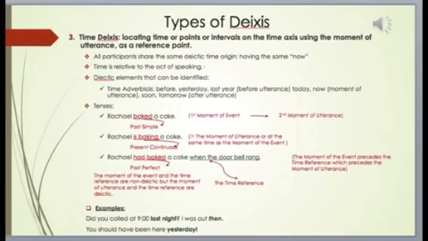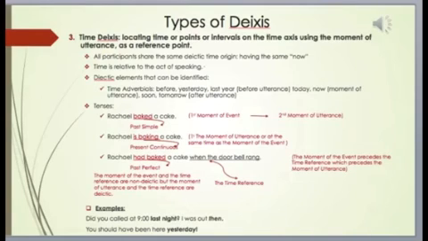The third type of deixis is time deixis, which is locating time points or intervals on the time axis, using the moment of the utterance as a reference point. In this case, all participants are sharing the same deictic time origin, which means time is relative to the act of speaking. The deictic elements that can be identified are time adverbials, for example, before, yesterday, last year, today, now, soon, tomorrow.